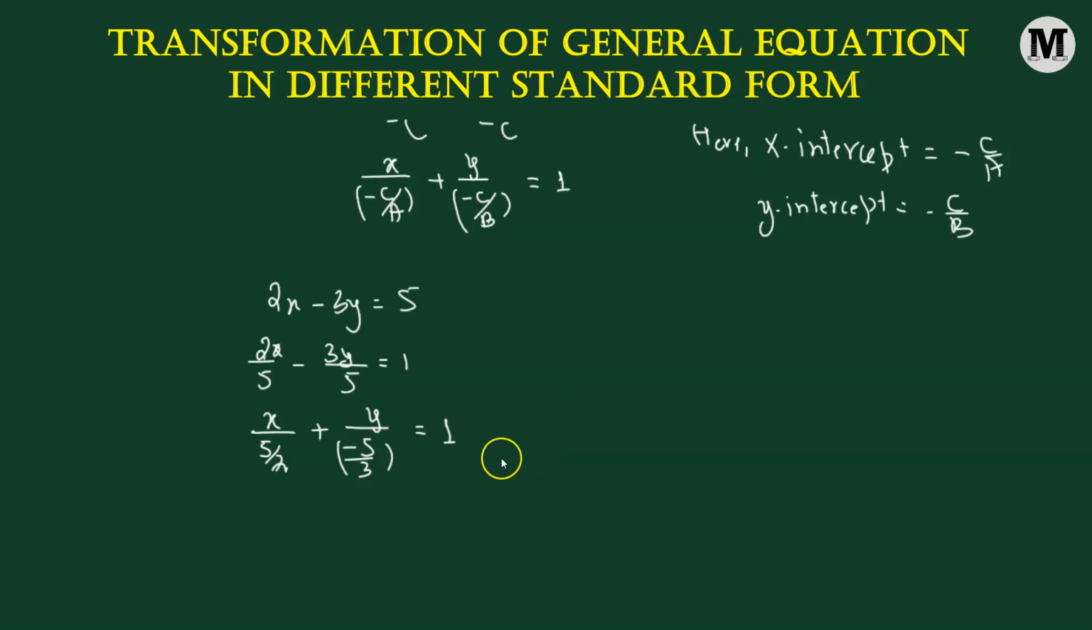So here what we have done is we have successfully converted our given equation to the intercept form, x over a plus y over b equals to 1, where we have considered a to be equals to 5 over 2 and b that came out to be equals to negative 5 over 3.